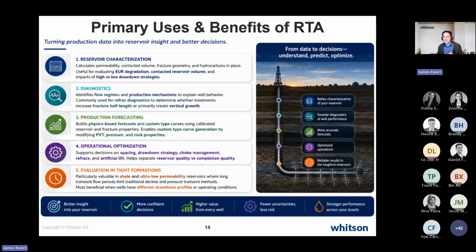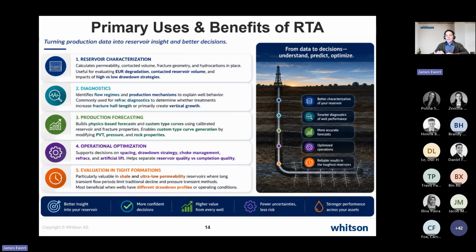We used RTA to model EUR degradation between high and low drawdown wells. And that's the thing: if you are drawing two wells down, if they're similar, if they're in the same type curve area and they've been drawn down differently, you can't really use a cum versus time plot to see which is the better well, because they're going to have different curves based on how much they were drawn down.